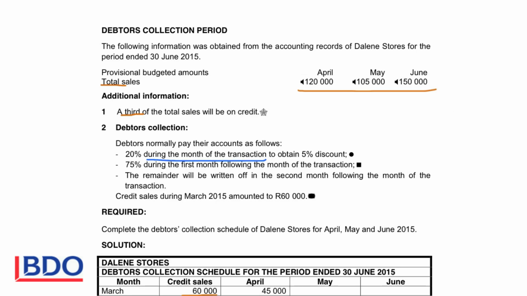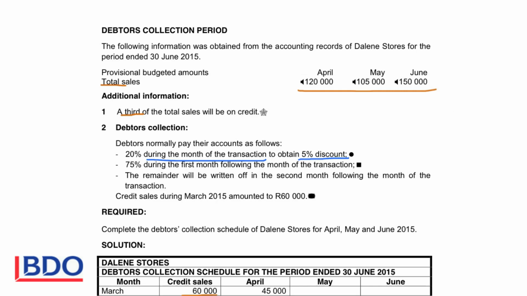Then the second thing that's very important that you must determine is if they allow discount to the clients if they pay in that first month. So in this exercise, they will get 5% discount if they pay during the month of the transaction. Then the following month, they will receive 75% of the total credit sales. And the rest of the amount will be written off as credit losses.